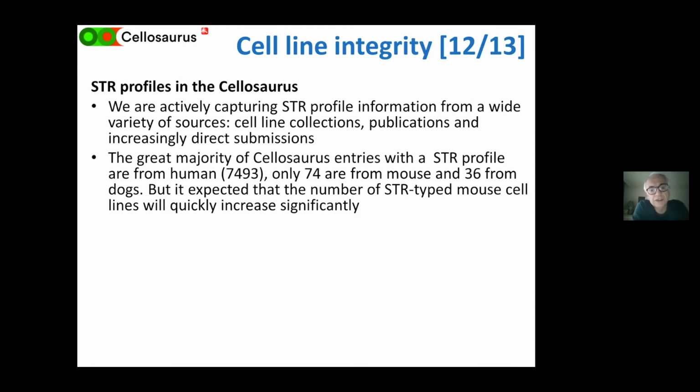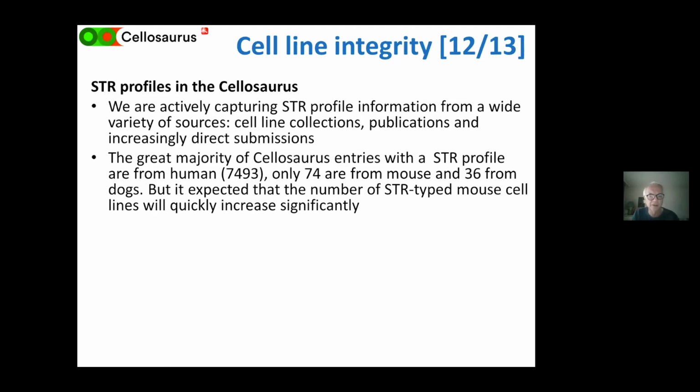So most of those cell line with STR profile are from human, because those are the biggest set of cell line where people are doing STR profiling because of all the problem with cancer cell line. Only a few of them are from mouse and from dog. You see only 74 for mouse and 36. But this will increase quite quickly for mouse because it's only 1.5 years ago that the STR profile loci were defined for mouse, and it's only a few months that labs are testing for those and that companies are providing now mouse STR profiling.